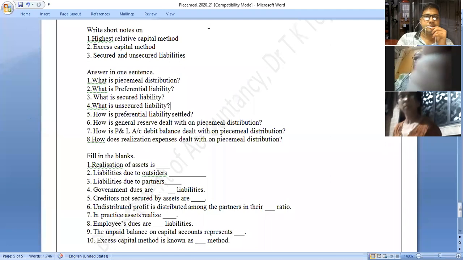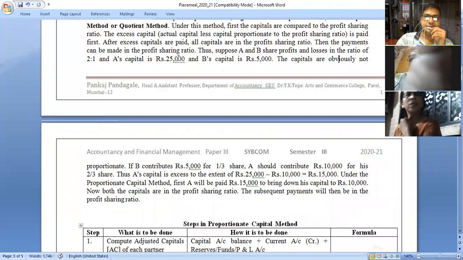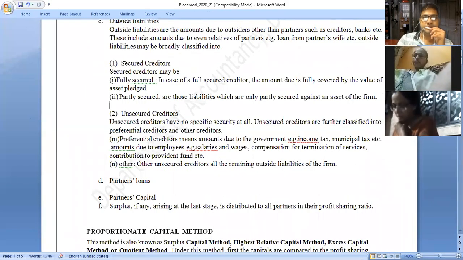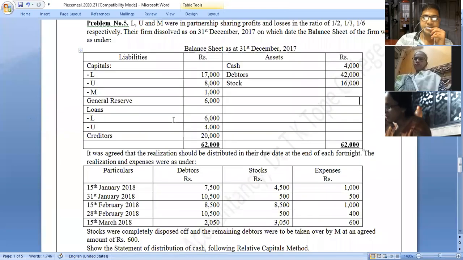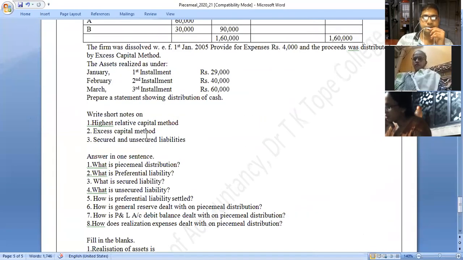Then the excess capital method. The highest relative capital method means the excess capital method. So for these two short notes, the same answer is there. Secured and unsecured liability is on page number 1. Secured creditors, unsecured creditors, outsiders' liability is there. The answers are there in our notes. So you can easily solve the two short notes, then answer in one sentence.